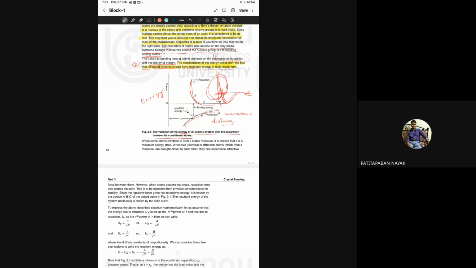If you think of repulsive, then it will again be proportional to 1 by R to the power n. m and n might not be the same. So the final equation would be U equals minus A by R to the power m plus B by R to the power n. This is basically your energy.